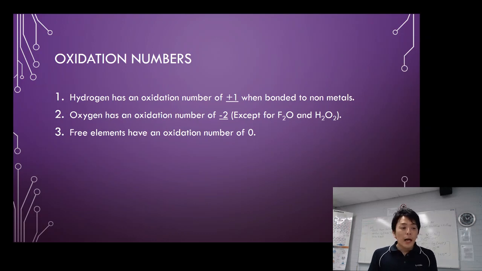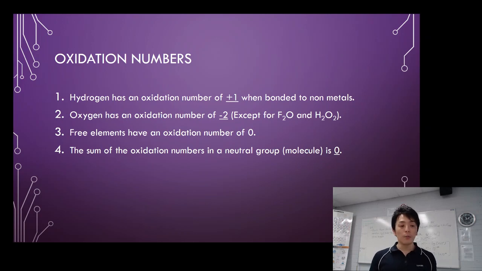3. Free elements have an oxidation number of 0. So if it's in its natural state, say sodium, or oxygen, which is O2, or chlorine, which is Cl2, they all have an oxidation number of 0 per atom. 4. The sum of the oxidation numbers in a neutral compound should be 0. So for example, if you have H2O, the whole species has an oxidation number of 0. But H would have +1 and oxygen would have -2. And they should balance out. Same goes for, say, magnesium oxide.